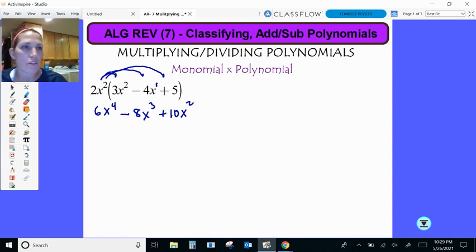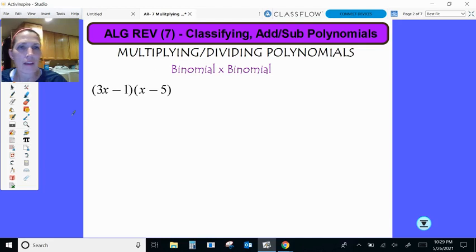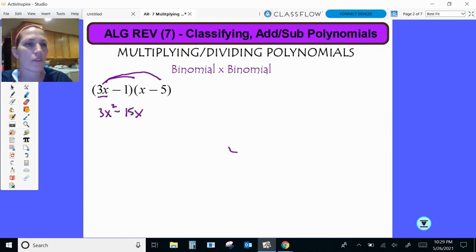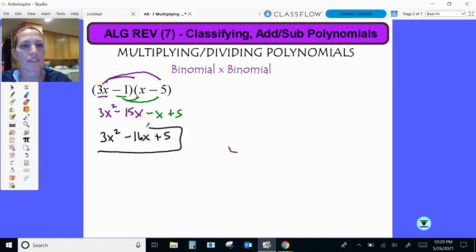Moving on, we have a binomial times a binomial, and you should be pretty familiar with this, where we FOIL. We basically take the first term and distribute it through. So we have 3x squared minus 15x. And then we're going to take our second term and distribute that through to each term. So it's going to be minus x, and then negative 1 times negative 5 is a plus 5. And then we just have to simplify our terms together. So we have 3x squared, this becomes a negative 16x, and then plus 5. And then that is all simplified.